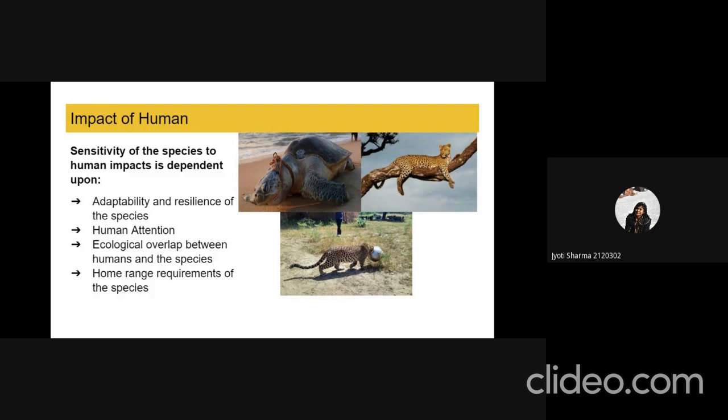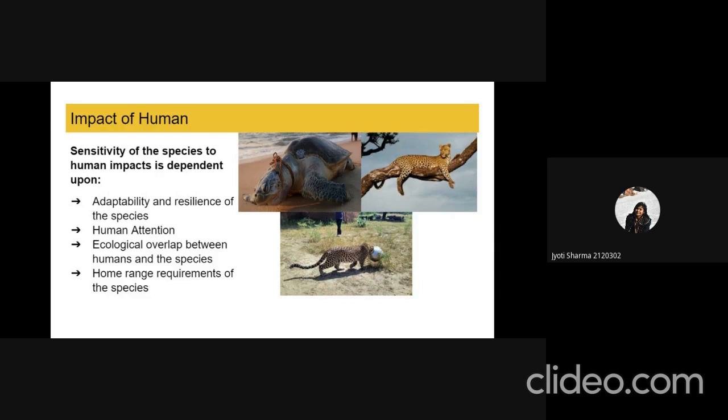Another sensitivity is human attention. Can you see here, we can see one species. What is this species? Turtle, or tortoise. Yes. Humans know this is a species from which we can get medicine, so human attention is more on this turtle than on another species. It may happen that this species goes extinct, but other species will survive.